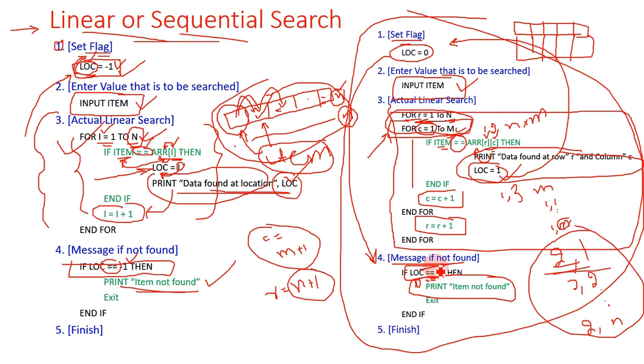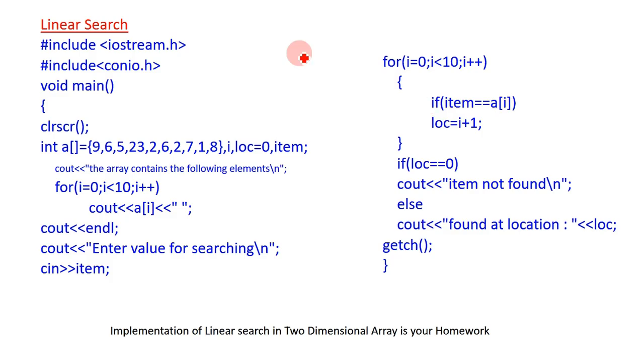But if inside the nested for loop the item exists in the two-dimensional array, a message will be displayed to the user that the item is found at this row and this column. Hope you understand the process. In the next slide, we will see the actual implementation, how the linear search works. So let's move to the next slide.